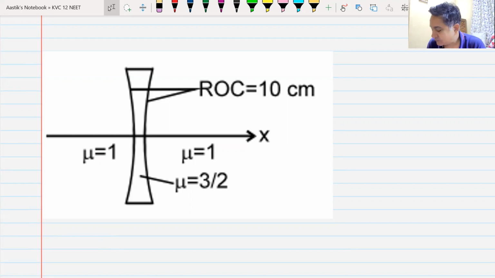Minus 10, sir. Minus 10. As soon as you see both are same, refractive index is 3/2. It is a concave lens, so the answer will be minus 10. Do we understand this, my dear friends?